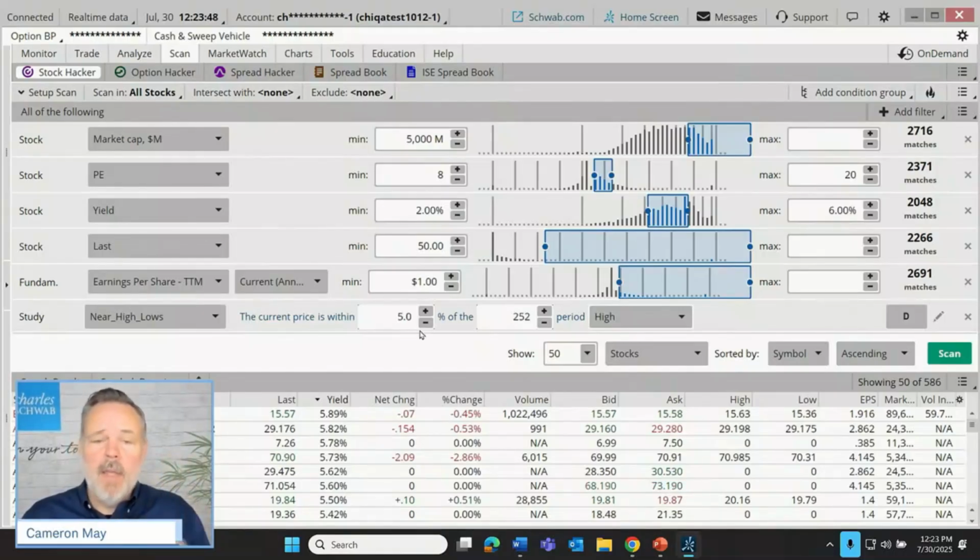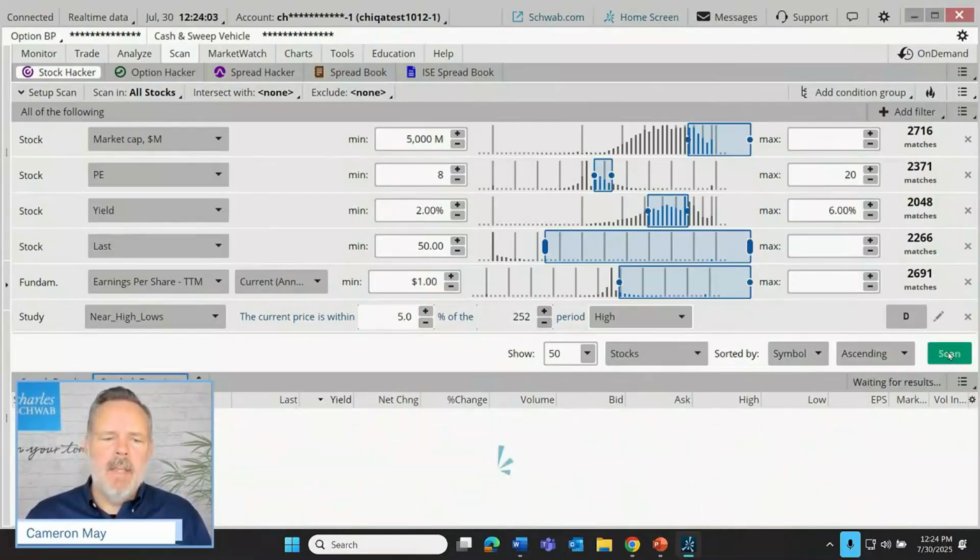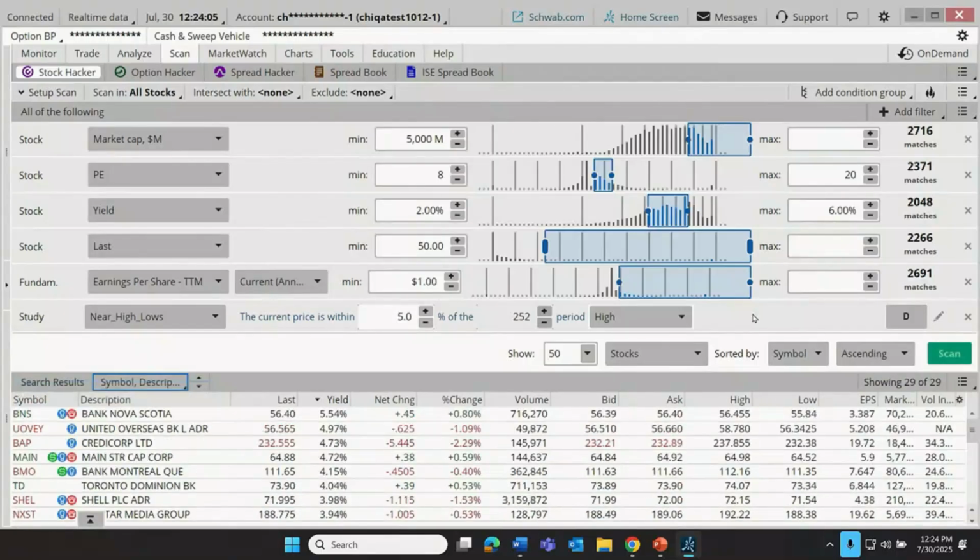So just know, if you build a scan and you run that scan and you get no results, it's not that the scan is broken. It's just that probably nothing fit all of the criteria. That's definitely a possibility. I think we'll be okay here. Let's click scan. Let's see what we get. And as that's working, I want to check over here in the chat. It looks like we have 29 companies that meet all of these criteria.